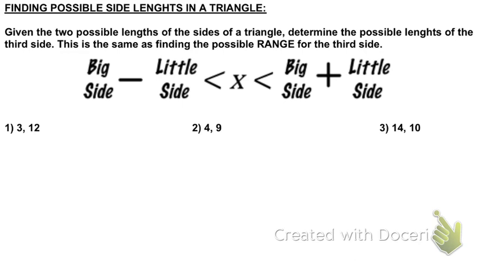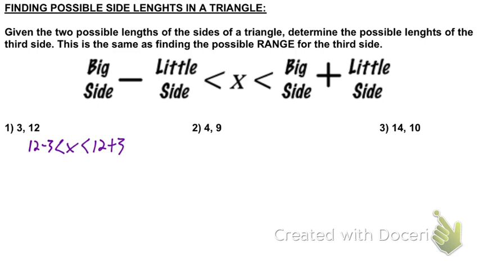Aiden, are you trying to do this problem right now? Yes. Okay. So on this problem, we'd set it up and say, well, 12 minus 3 has to be less than x, our third side length. And our third side length, x, has to be less than 12 plus 3. Is that how you set it up? That is how you set it up. Great question. So big side, 12, minus little side, 3, is less than x, is less than big side, 12, plus little side, 3.